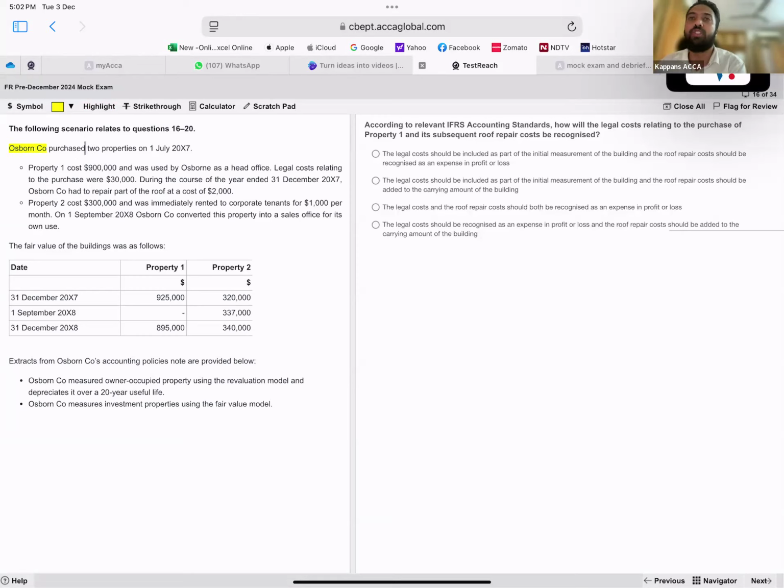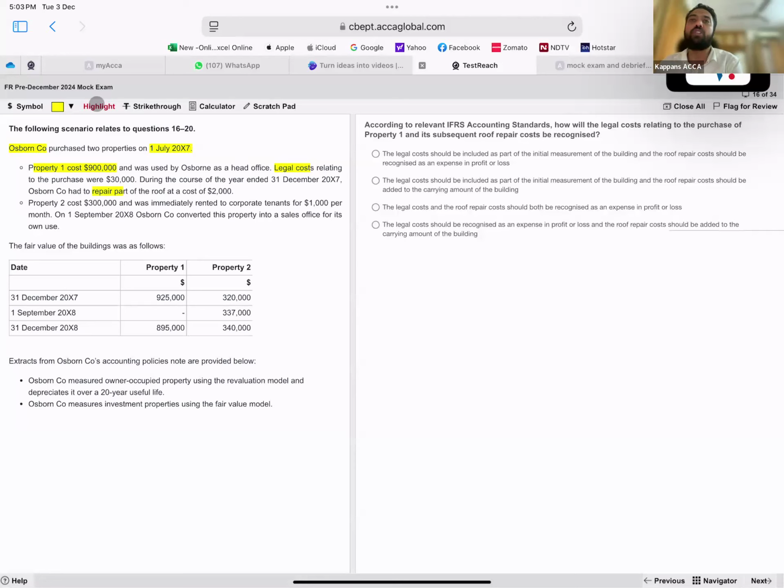Osborn Company purchased two properties on 1st July 20X7. Property 1 cost 900,000 and was used by Osborn as a head office. Legal costs relating to the purchase were 30,000. During the year ended 31st December X7, Osborn had to repair part of the roof at a cost of 2,000. So there is a legal cost of $30,000 and a repair cost of $2,000.